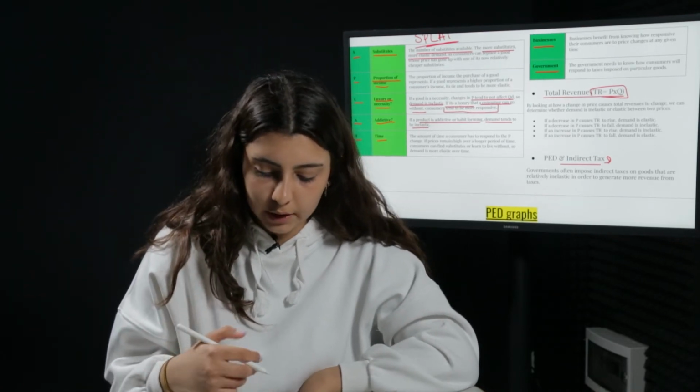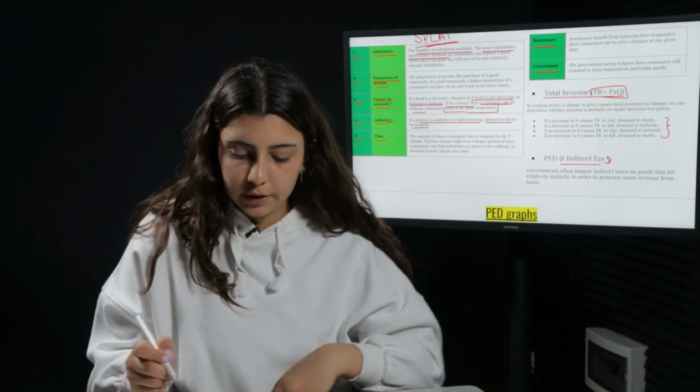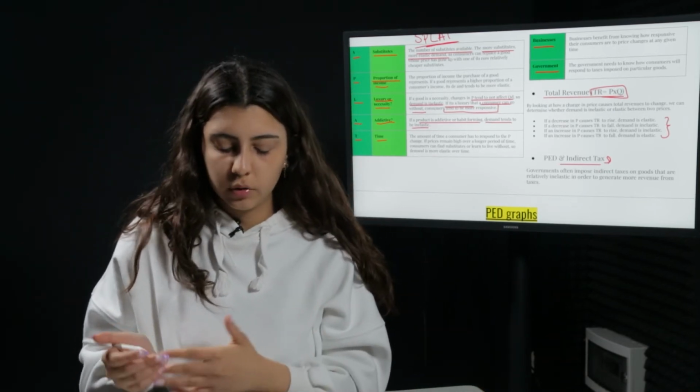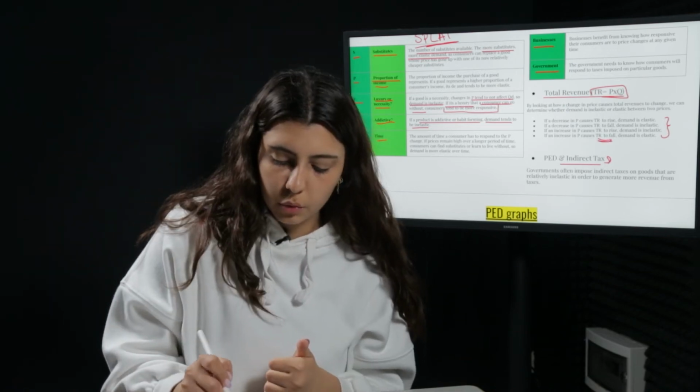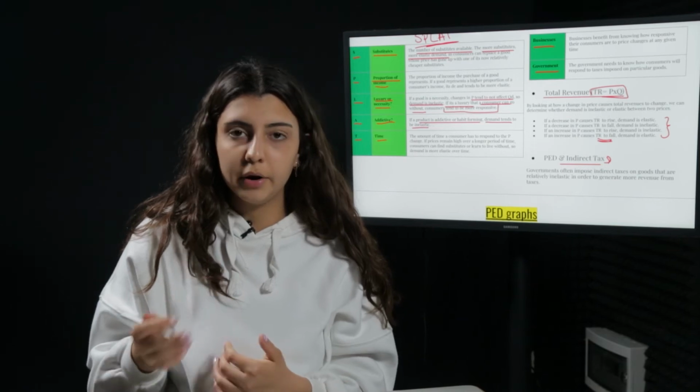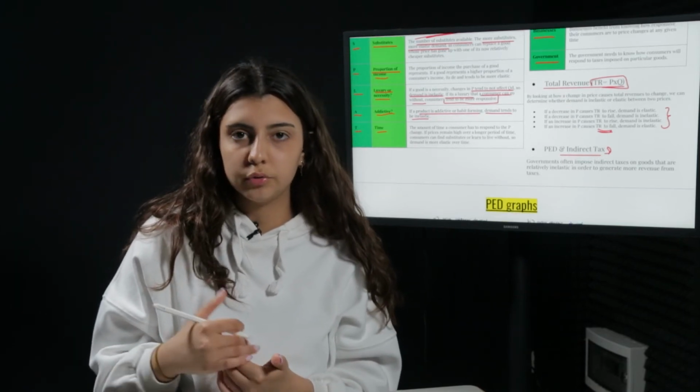So what do I mean by that? You can see the cases in here. So price and quantity have a relationship with total revenue. And these are the cases. So how can we comment on demand by comparing how price and total revenue change?